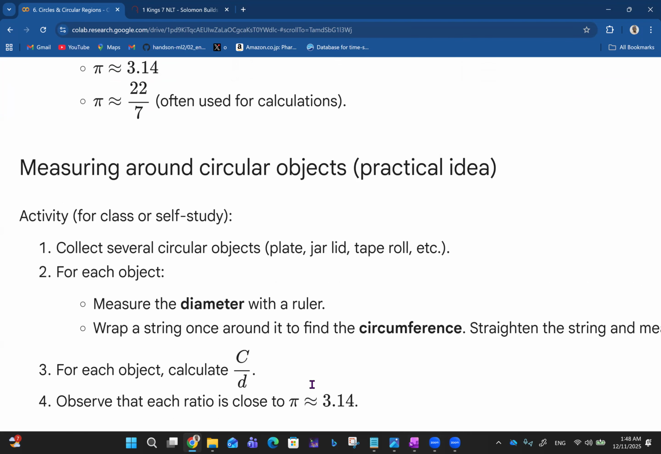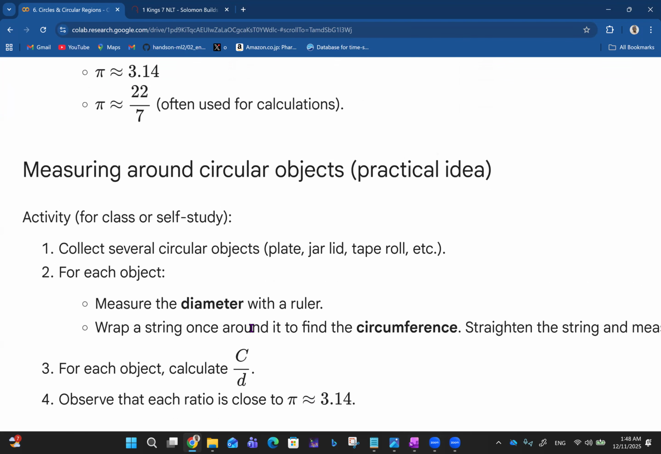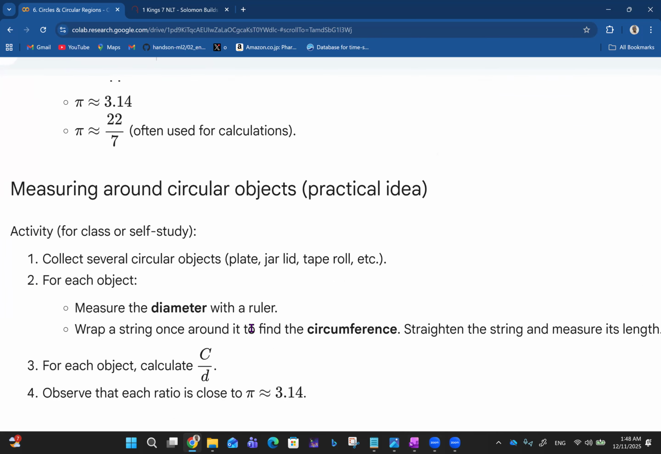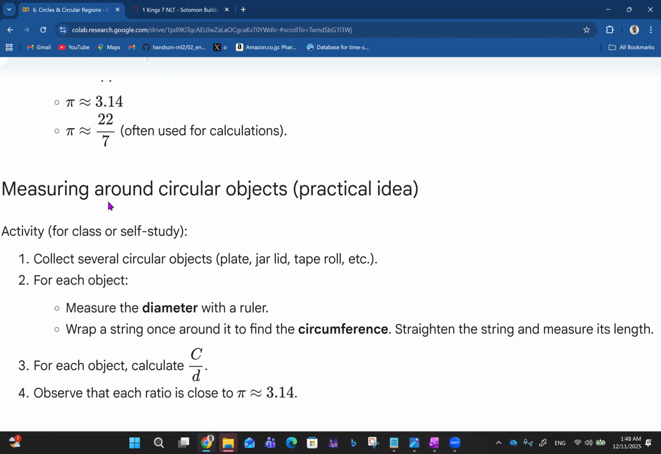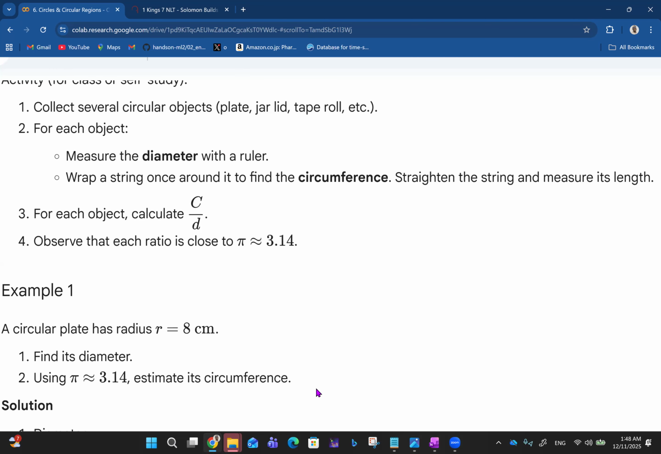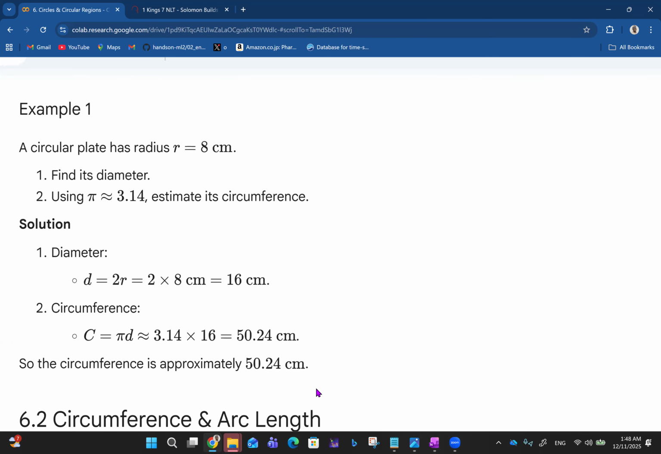Now, a practical idea for measuring around circular objects will be something like this. For an activity for class or self-study, you can collect several circular objects like a plate, jar lid, tape roll, etc. Then for each object, measure the diameter with a ruler, then wrap a string around it to find the circumference. Straighten the string and measure its length. For each object, calculate C over D. You observe that the ratio is close to pi, which is 3.14. So you can carry out that experiment and see how that goes.